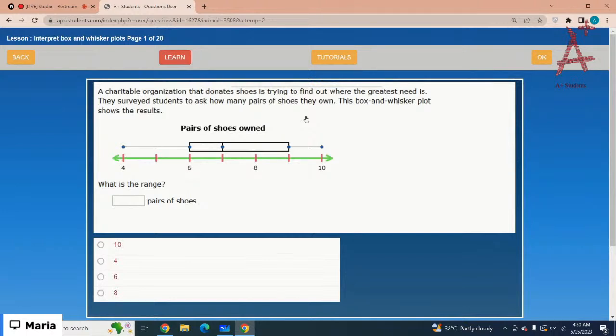That would be the highest value of the graph is 10 and the smallest is 4. So, for the range, you have to do 10 minus 4. That would be 6. That means you have a total of 6 pairs of shoes.